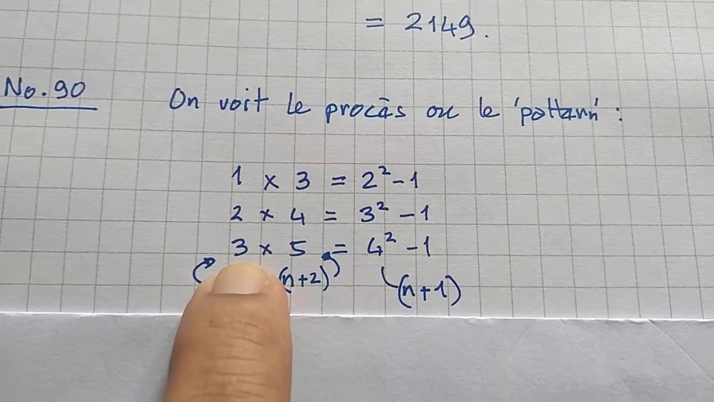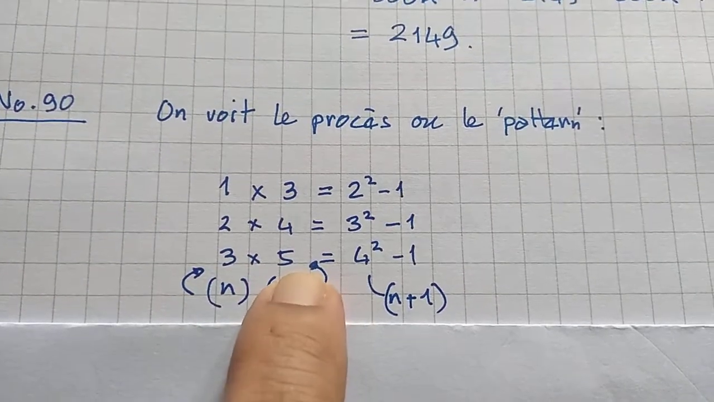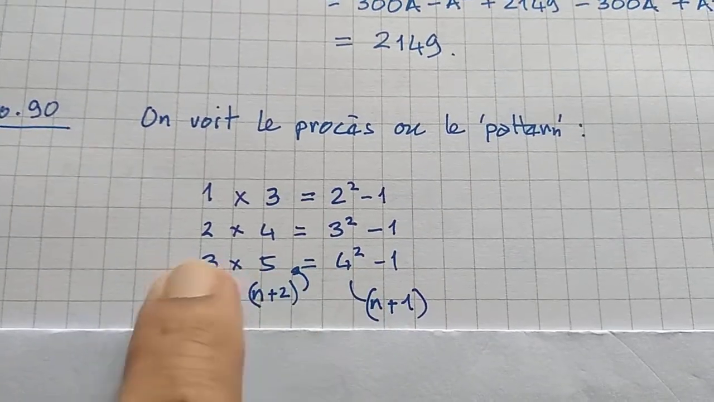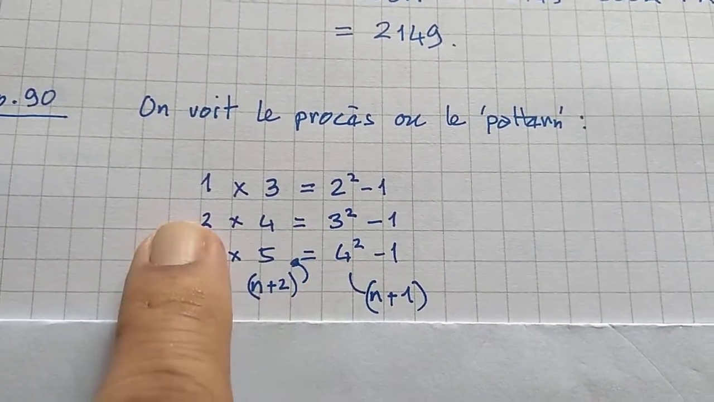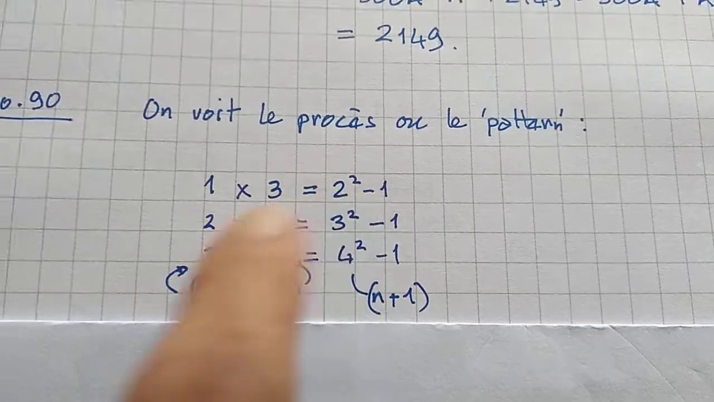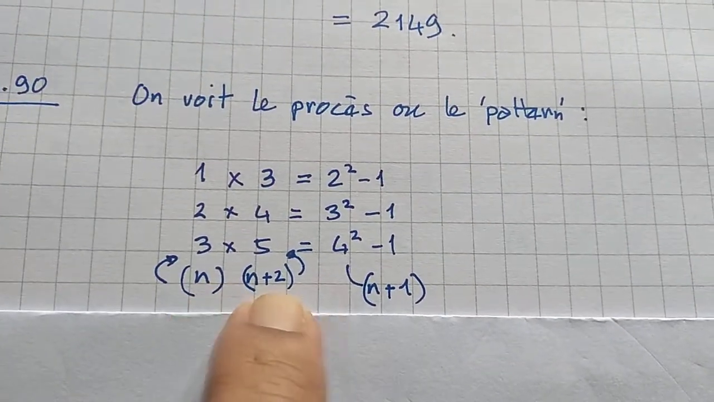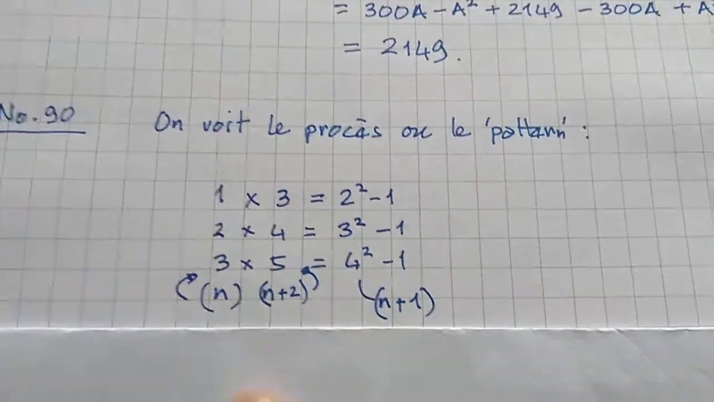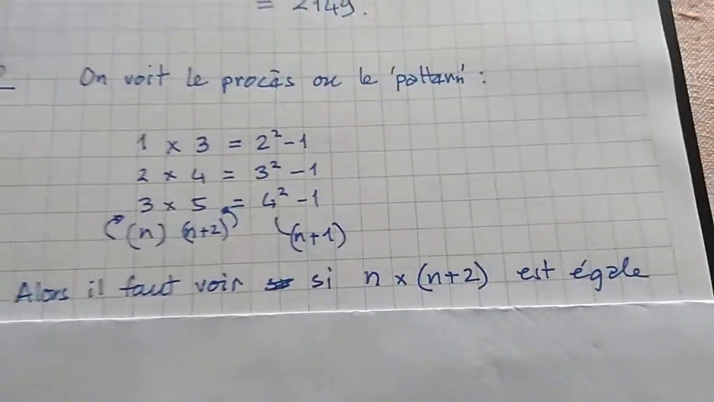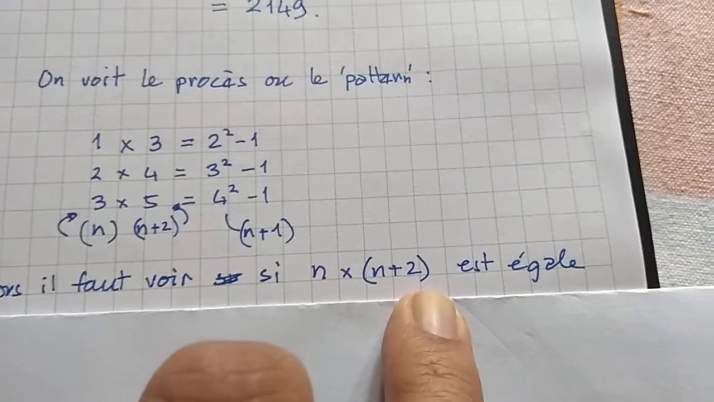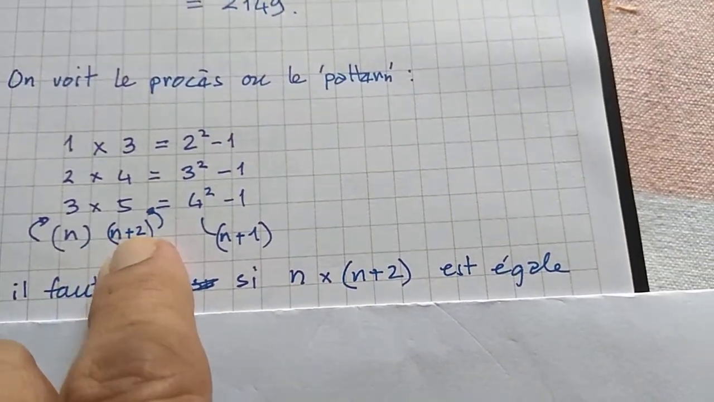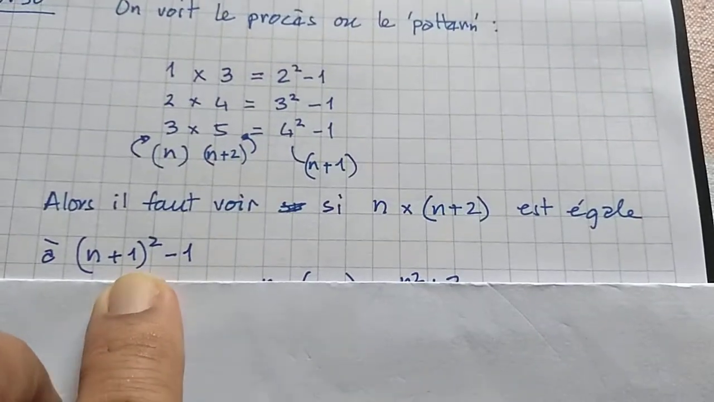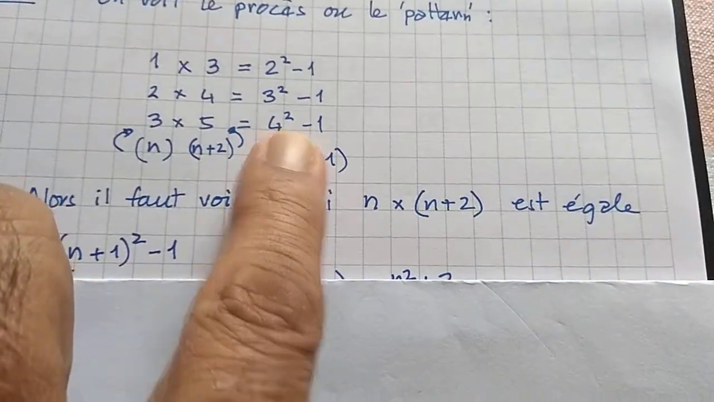So what are we doing here? If we take this number as n, then this number is n plus 2, the difference is always 2. This number is in between them, 3 and 5, 4, 2 and 4, 3, 1 and 3, 2. So that is n plus 1 squared minus 1. So you see these are the three numbers, and the pattern seems to be alors il faut voir si n fois n plus 2 est égal à n plus 1 au carré moins 1.